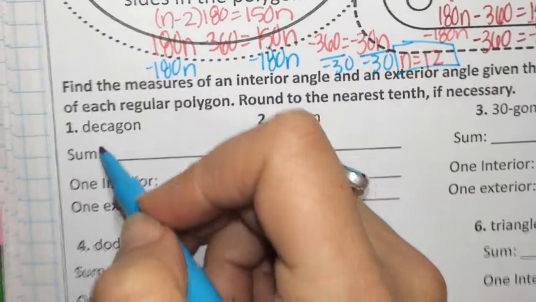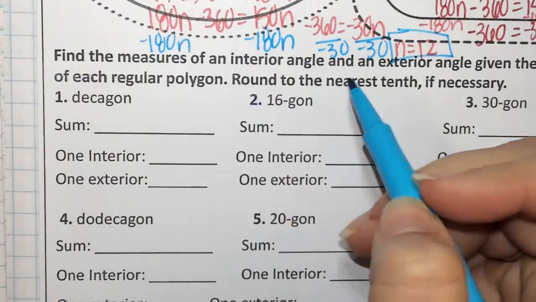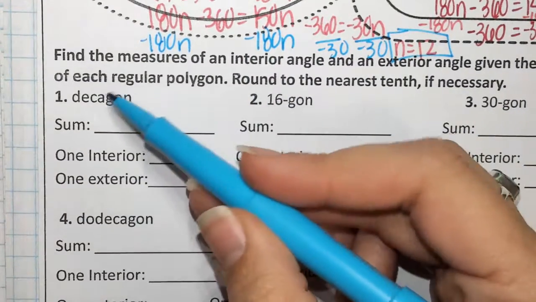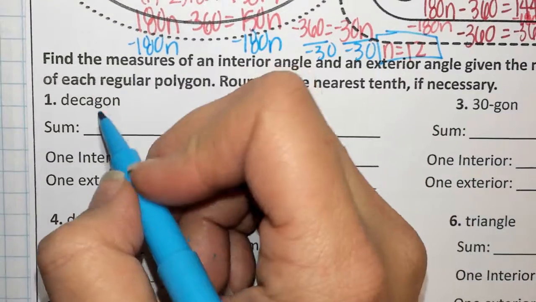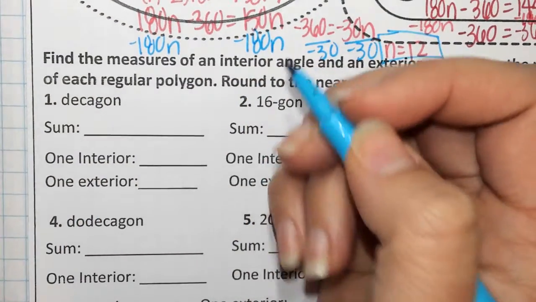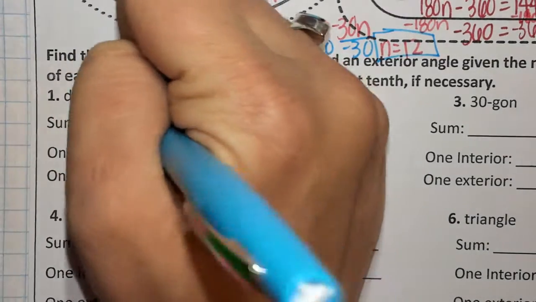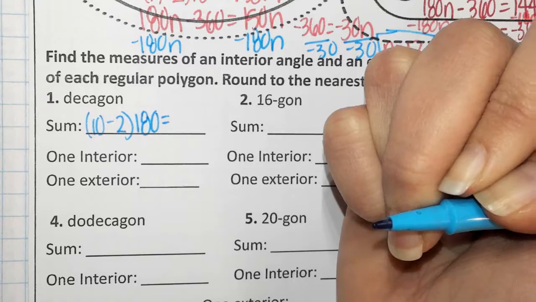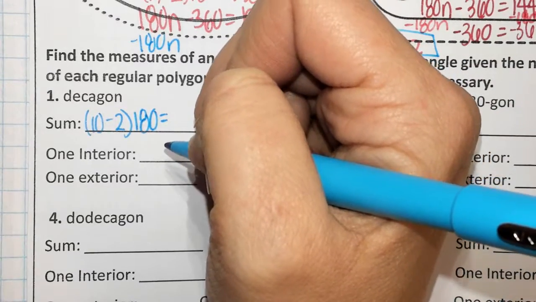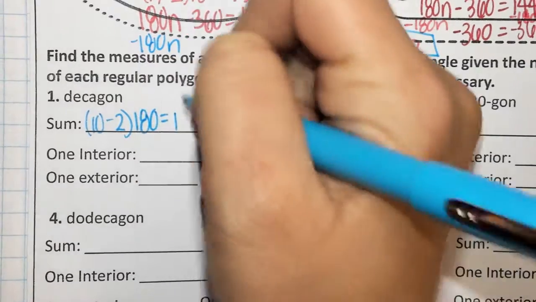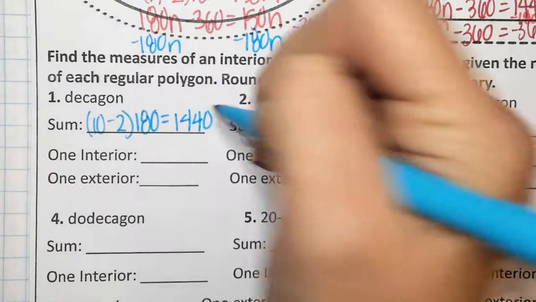Alright, so number 1, it says find the measures of an interior angle and exterior angle given the number of sides of each regular polygon, round to the nearest tenth. How many sides does a decagon have? 10. Okay, so you would do 10 minus 2 times 180. What's 10 minus 2? 8. And what's 8 times 180? 1,440.